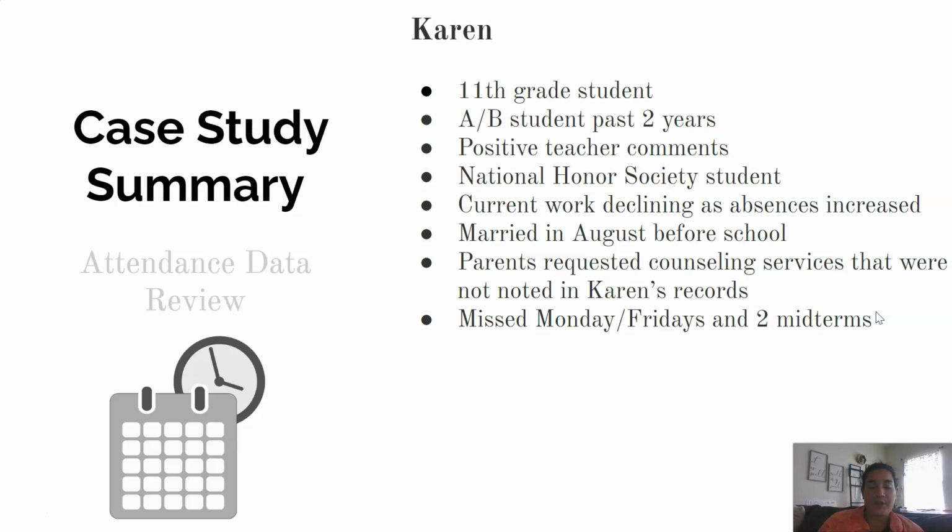The first student that the principal looks into is Karen. Karen is a junior, 11th grade student. She typically has had A, B grades in the past couple of years, with positive teacher comments on her report cards. She's a National Honor Society student, but they're seeing that her current work is significantly declining. One thing that the principal notes is that she did get married in August, right before school started. The parents had called the school to request some counseling services, but in the records that the principal could find, the counselor never met with Karen.